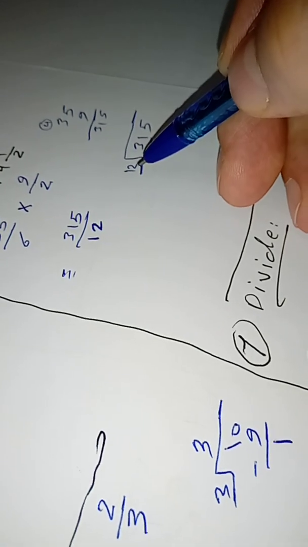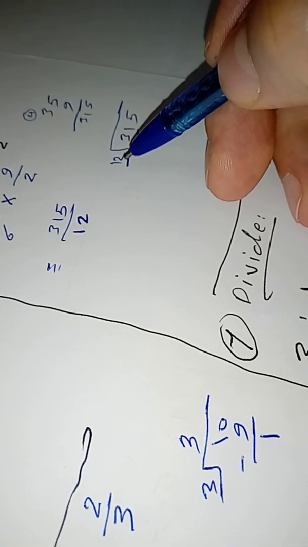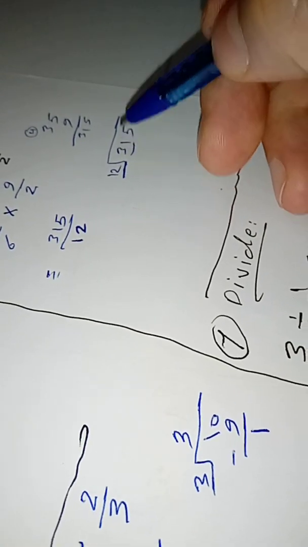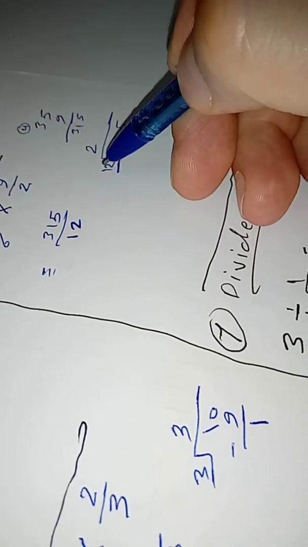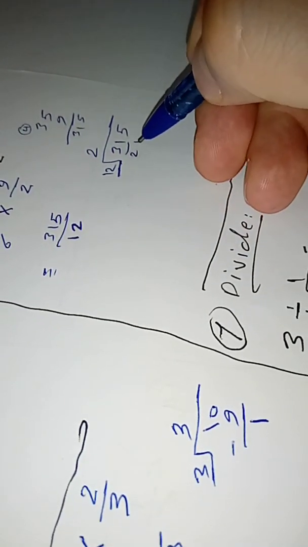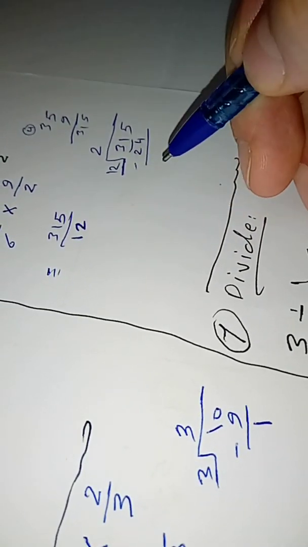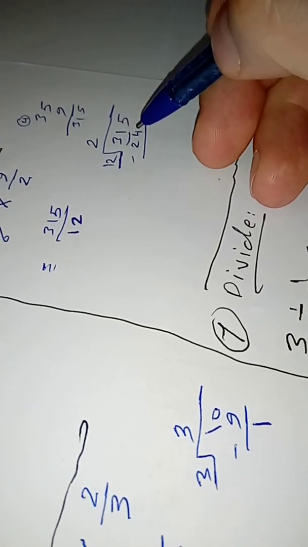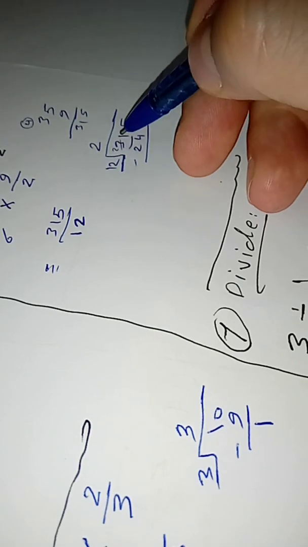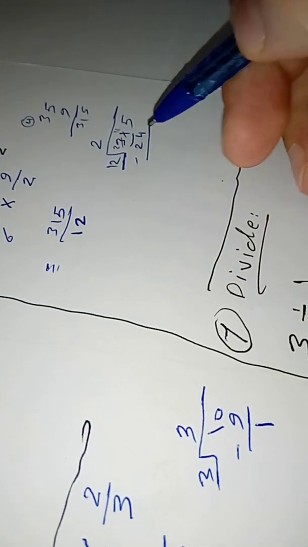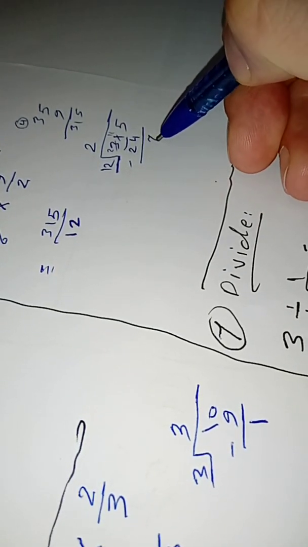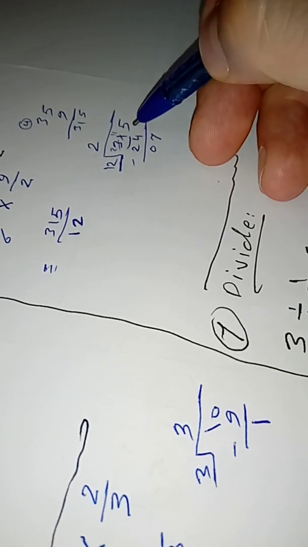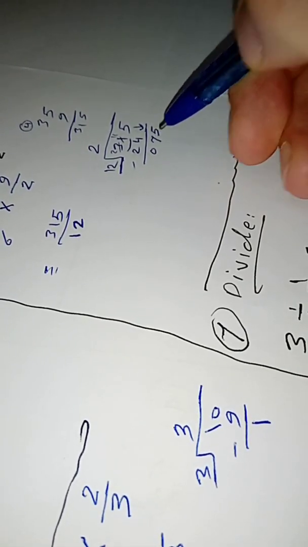2 times 12 will be 24. 3 times 12 will be 36. So the suitable number 2. 2 times 12 will be 24. Minus. So here 1 minus 4, impossible. Borrow 1. Here will be 2. Here will be 11. Now 11 minus 4 will be 7. And here 0. Then drop 5.